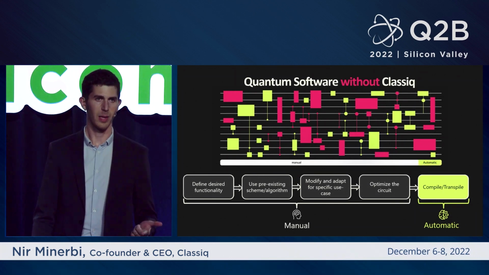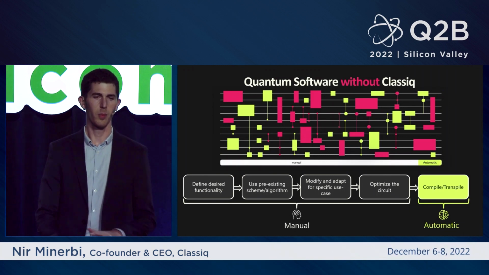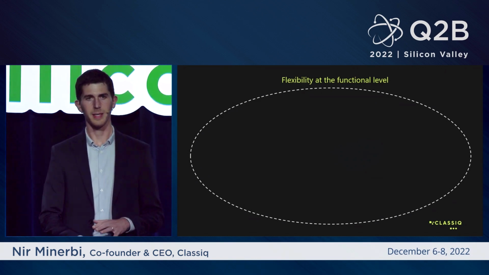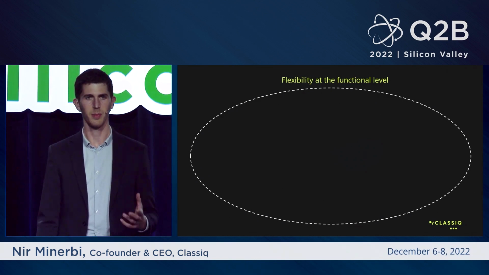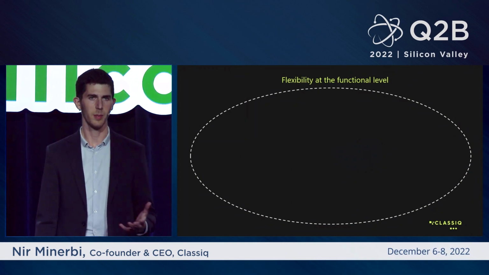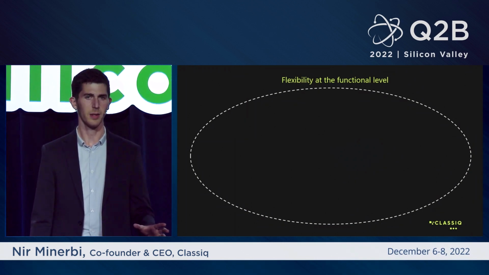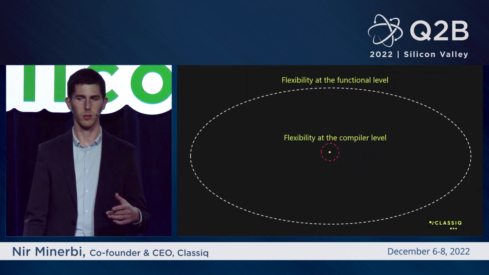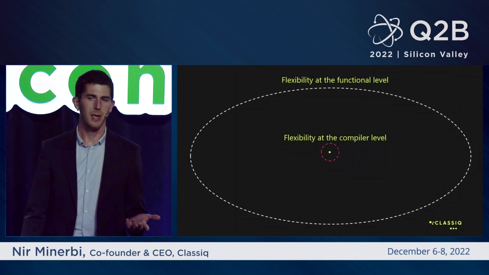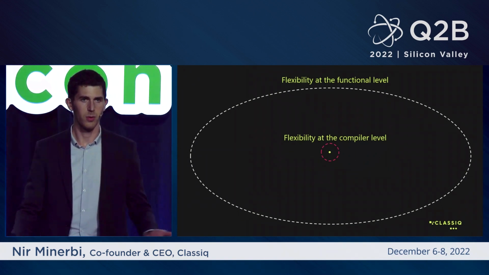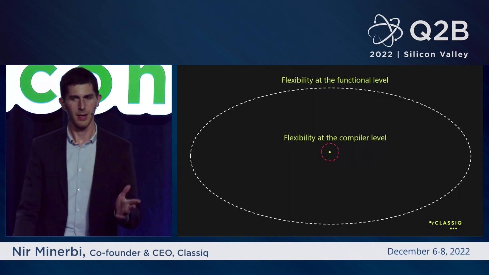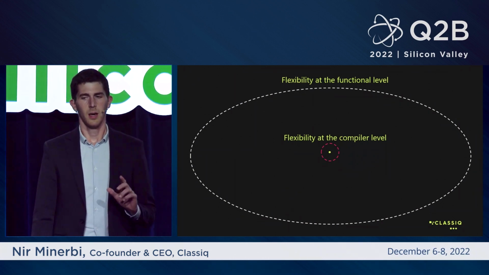Compilation, transpilation, which are both super important, but also very limited because the design space is huge. The flexibility at the functional level is huge. There are so many different implementations for the same functionality. But eventually, you develop a quantum circuit and you send it to the compiler, and the compiler is very limited, right? What it can do. You design a poor circuit, so okay, it will do what it can, but it's not much.